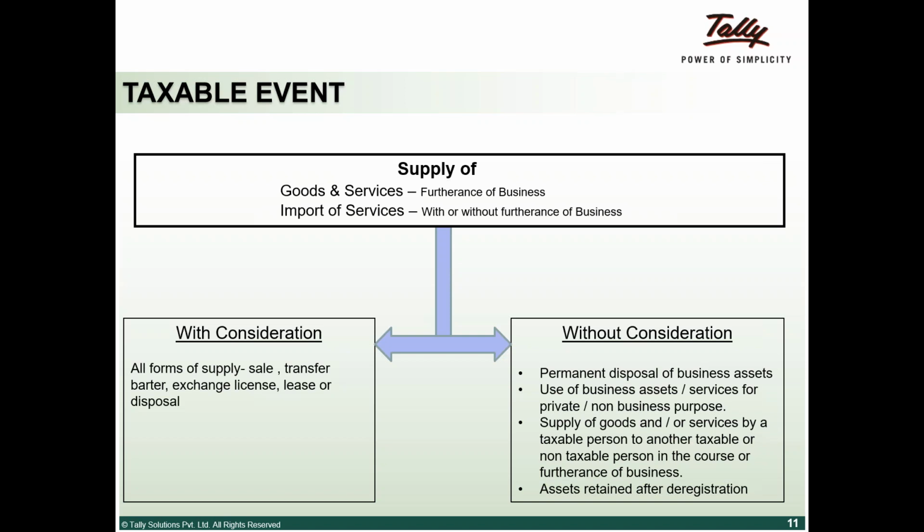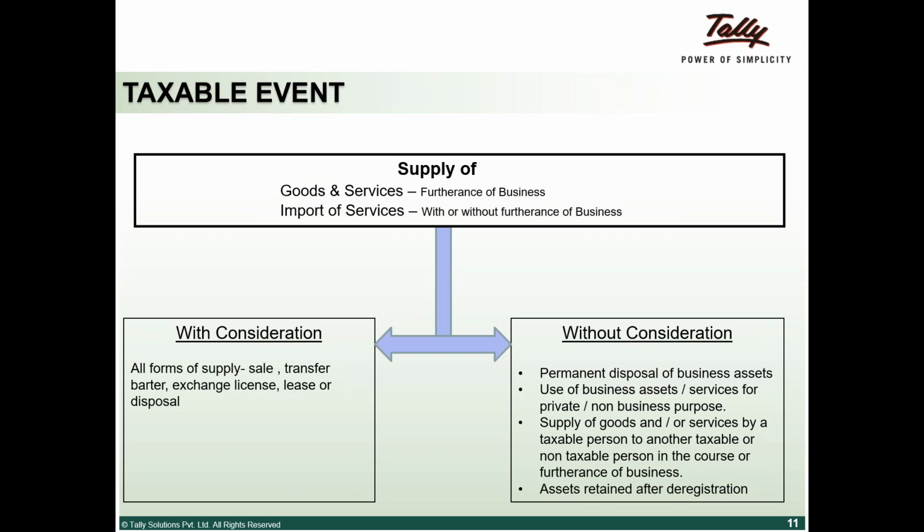For example, a professional who uses 80% of his car, which is a business asset, for office purposes and 20% for private purposes. If he uses 20% of his car for non-business purposes, he will not get an input credit to that extent. I'll explain going forward how the input credit works also.